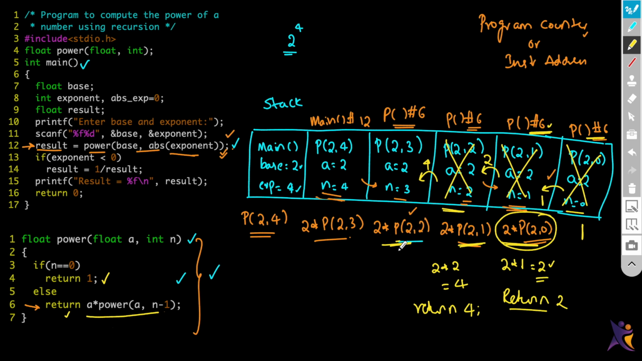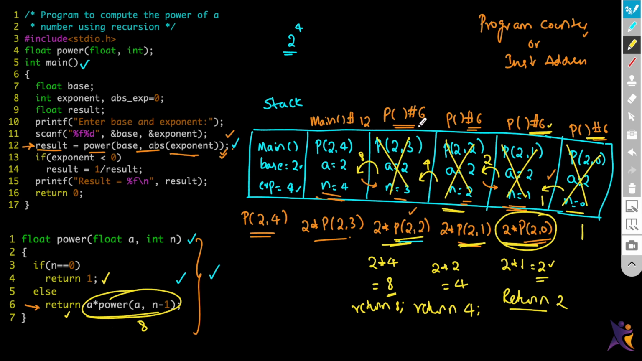This is my line number 6. So 2 into 4, we have got 4 from this function, so that will be substituted in place of P of 2 comma 2, which is equal to 8, and this value should be returned, right? Because we have return 8. So this is evaluated as 8, so 8 will be returned to its caller, and this activation record will be popped off from the stack.